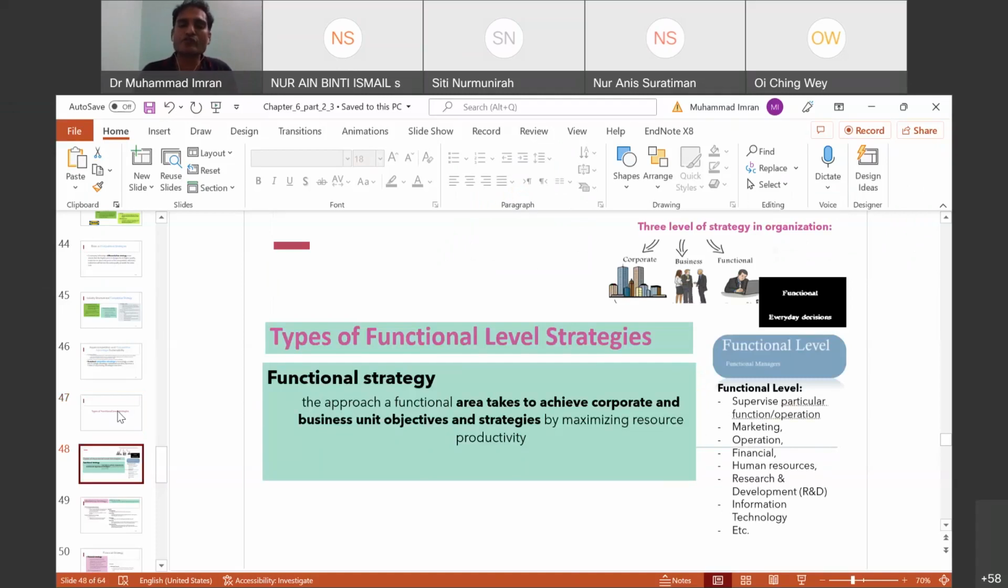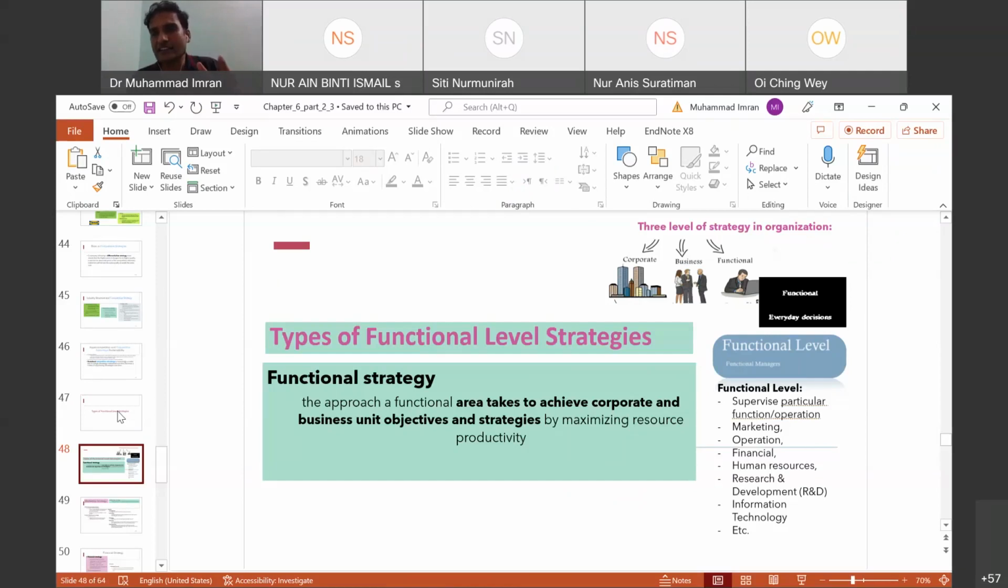strategy by maximizing resource productivity. In these steps, we are taking action on how to achieve the corporate and business level strategy. Functional level strategy, or operational level strategy, is divided into different departments like HRM strategy, finance strategy, marketing strategy.